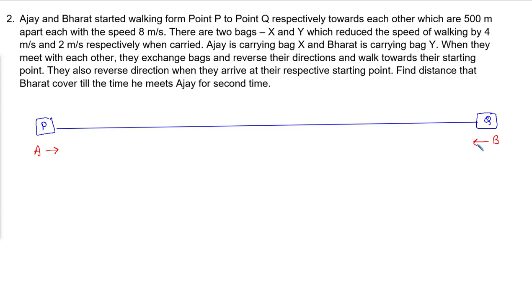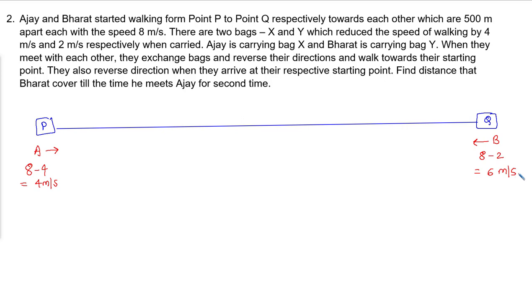There are two bags X and Y which reduced the speed of walking by 4 meter per second and 2 meter per second respectively when carried. Ajay is carrying bag X and Bharat is carrying bag Y. So the effective speed of Ajay becomes how much? 8 minus 4, that is equal to 4 meter per second. Whereas effective speed of Bharat becomes 8 minus 2, that is equal to 6 meter per second.